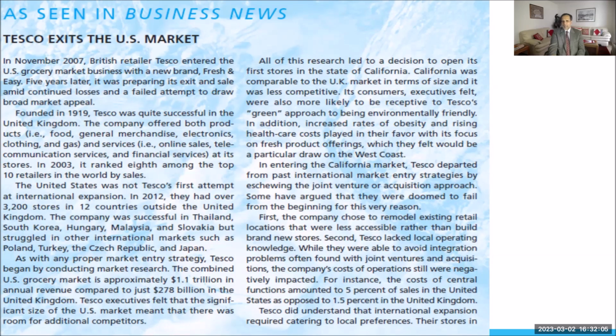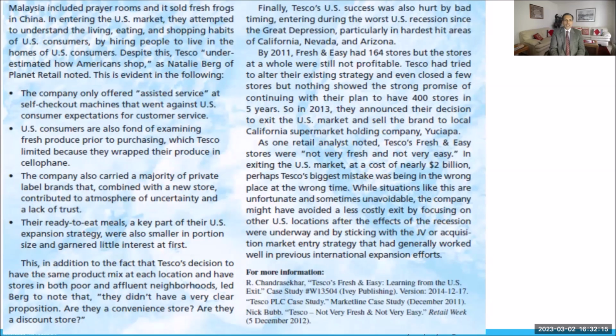Tesco did understand that international expansion required catering to local preferences. Their stores in Malaysia included prayer rooms, for example, and it sold fresh frogs in China. In entering the US market, they attempted to understand the living, eating, and shopping habits of US consumers by hiring people to live in the homes of US consumers.